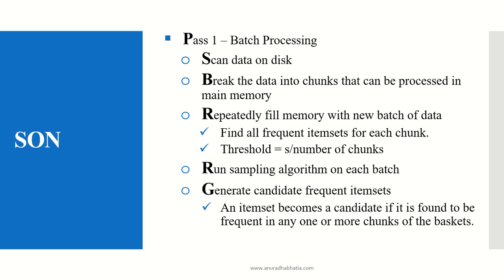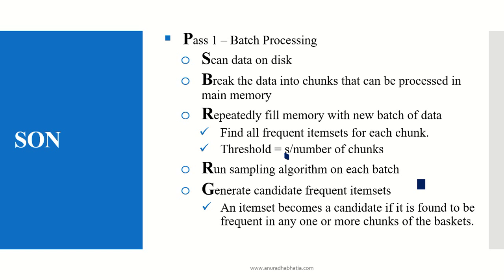Repeatedly, we fill the memory with a new batch of data. That is, it works as a continuous process. Find all the frequent item sets for each chunk, with threshold equal to S divided by the number of chunks. S is nothing but the support which will be provided, and the number of chunks means the number of item sets. So if it is A, B, C, D, E, then the number of chunks is 5. If S is given as 2, then the threshold for support will be 2 divided by 5, which is 0.4. And then we run the sampling algorithm on each batch.